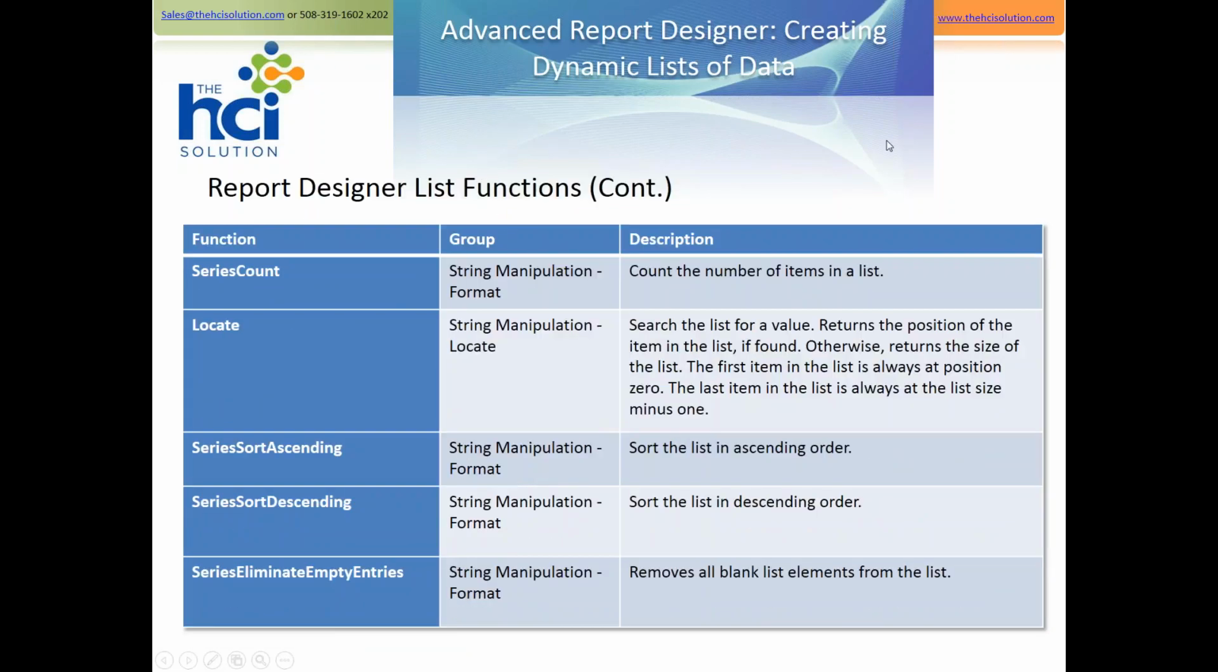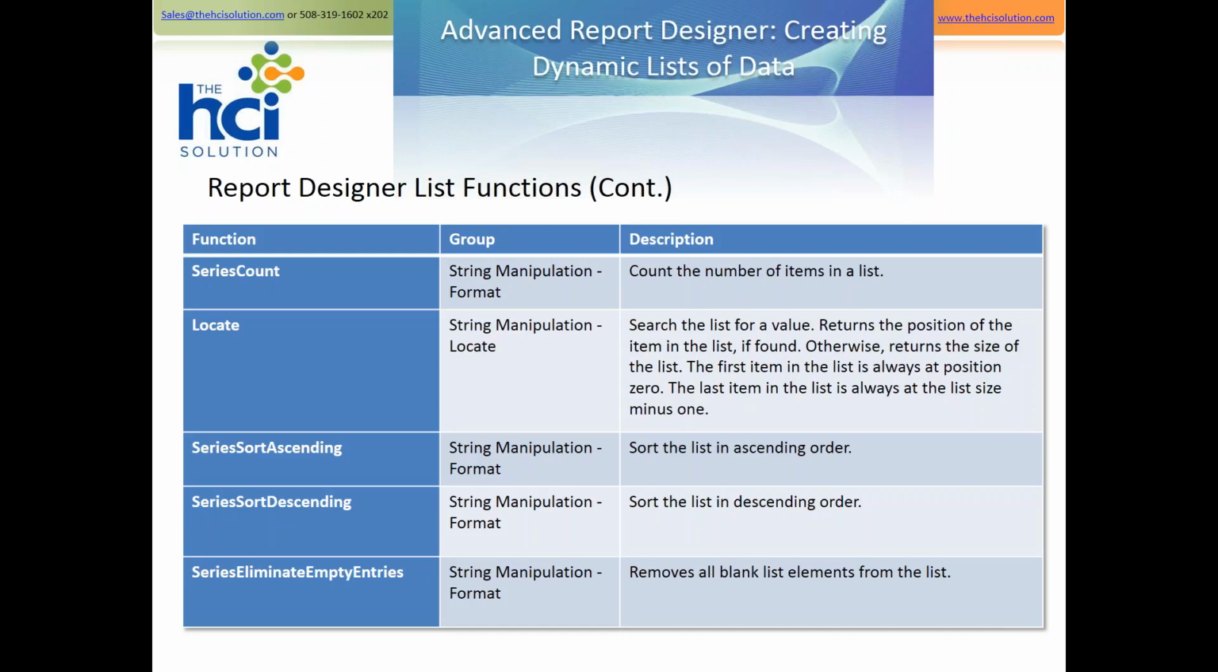And then this is the last set of functions that is available to you in Report Designer. Series count is a function that will count the number of items in the list. And that is crucial to being able to process the items in the list. You have to know how large the list is in order to process it. If you write a do loop to process the items in the list, you need to know when you've reached the end of the list. And the only way you can do that is by knowing how large the list is.